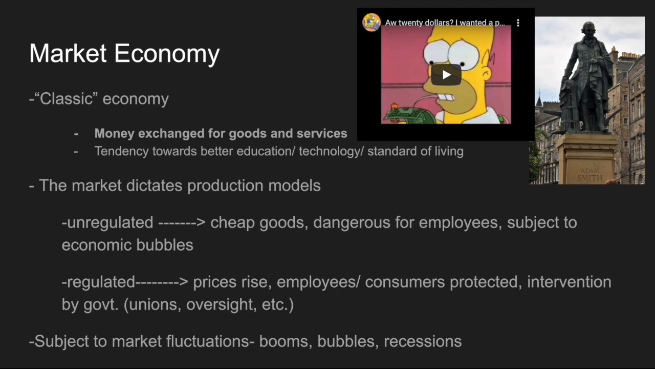Welcome back. Hooray. You watched that Simpsons clip. It's awesome. The Simpsons used to be great. On the right there is a statue of Adam Smith.